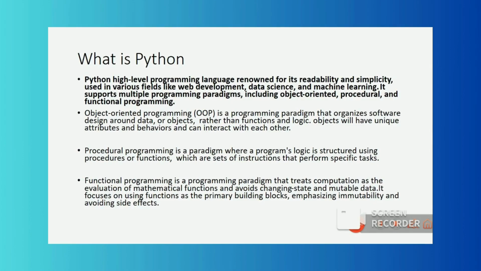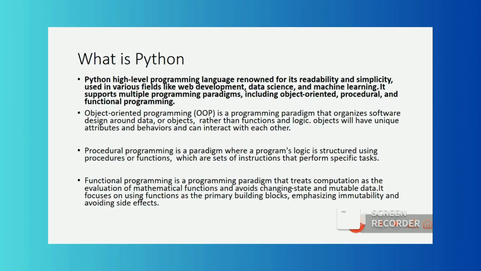What is Python? Python is a high-level programming language famous for its readability and simplicity. It is used in various fields, like web development, data science, and ML, machine learning. So we have AI also. We can do AI programs in this.